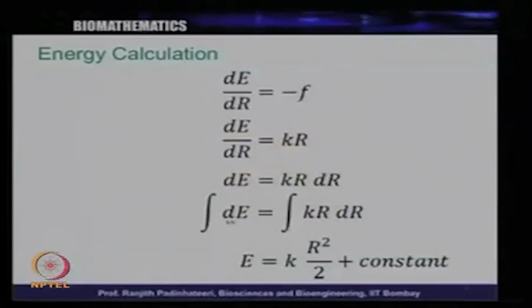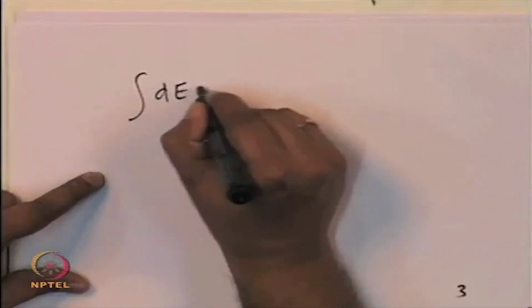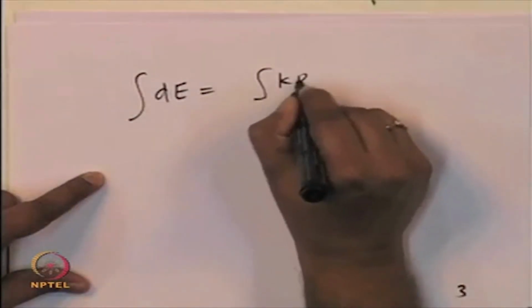Now, you can also do this by saying that you can pull the spring from this place to this place, and you can ask the question, how much is the energy cost to pull the spring from here to here. So let us do that here. Have a look at the slide here. If you look at the slide, this equation is integral dE equals integral kr dr. So now let us write that here: integral dE is integral kr dr.